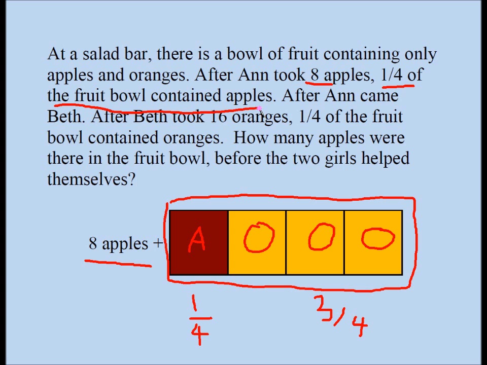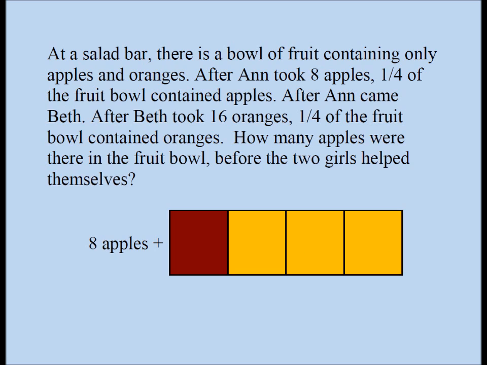Then what happened? So far it seems simple. The next step is very critical. So what happens next? Let's try to understand. This girl, Beth, comes and grabs some oranges, and after she grabs some oranges, the bowl still has the same number of apples because nobody changed or took any apples. Beth comes and grabs 16 oranges, and the leftover, that smaller bowl containing fewer apples and oranges, had 1/4 oranges and 3/4 apples.